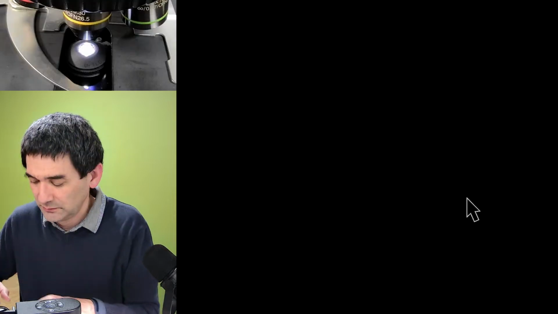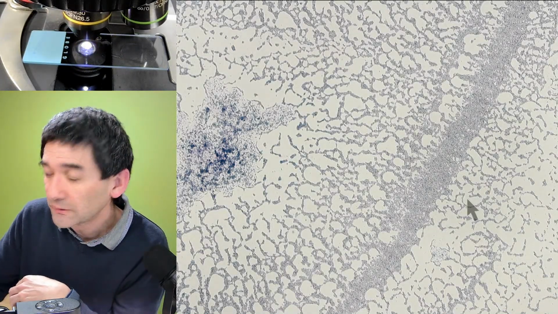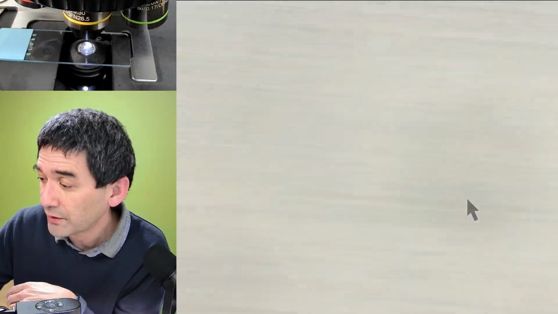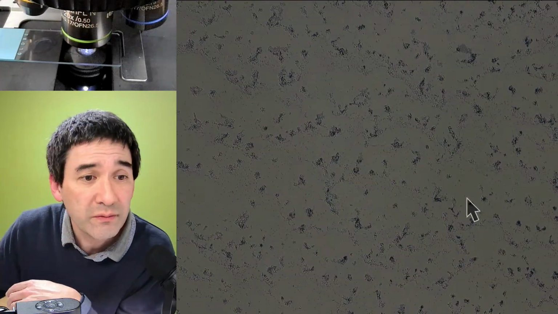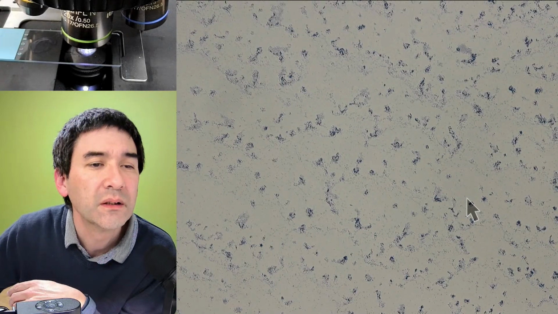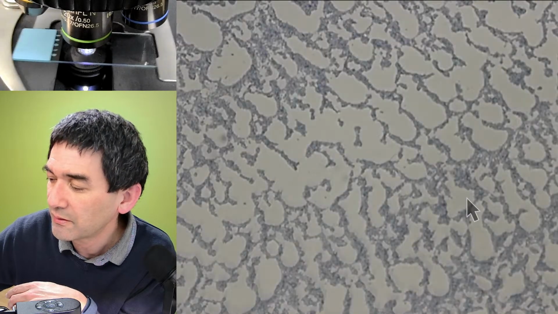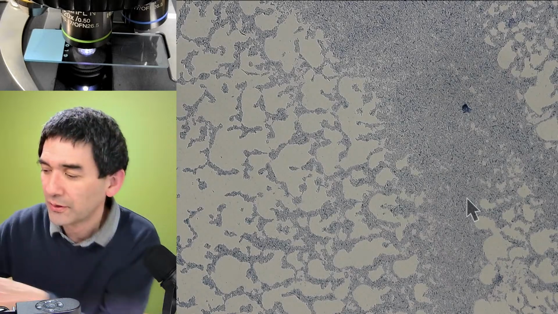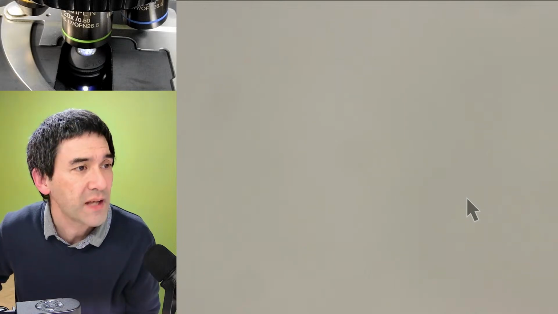Let me see. Scope. Let's have a look here. Okay, that's how it looks here, and that's how this one looks over here. Let's have a look at how it looks after the staining with safranin.